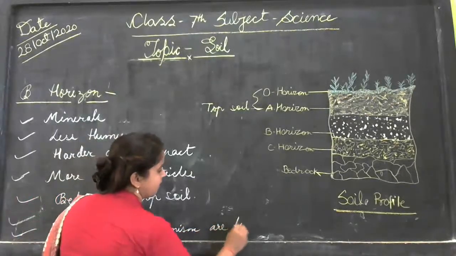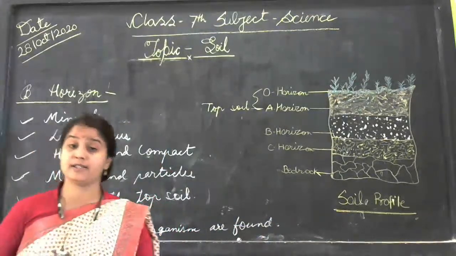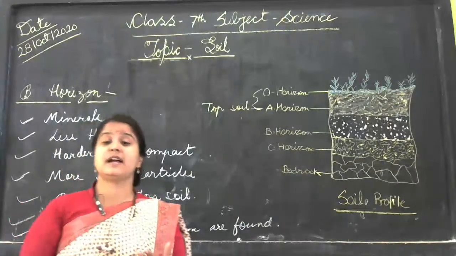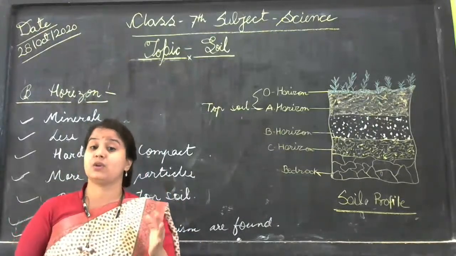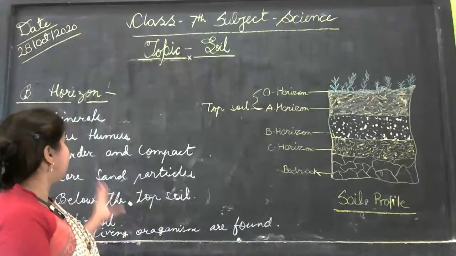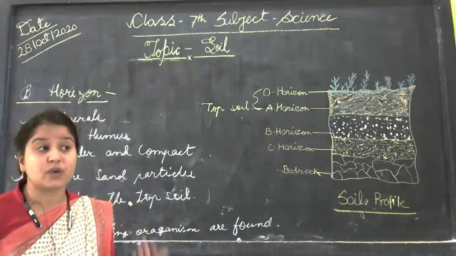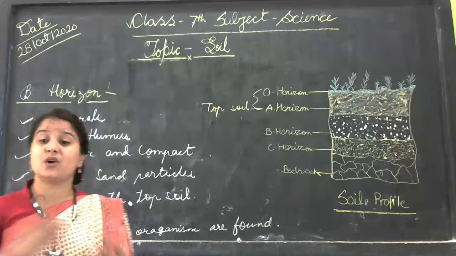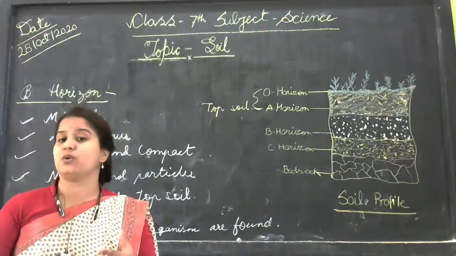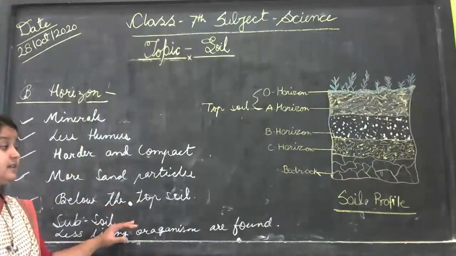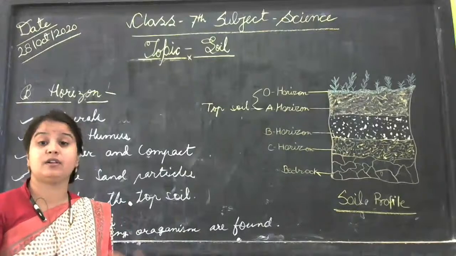Okay, children, because this horizon is hard and compact, that's why very few living organisms are present here, because they cannot go in and out easily. This is their problem in breeding also, because, as I have told you, soil consists of air, water, moisture, and humus. These all help living organisms, microorganisms, to breed and to have their food also. So in this horizon, living organisms are less found. There are no more chances that living organisms may be present here.